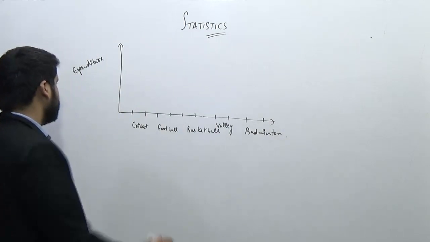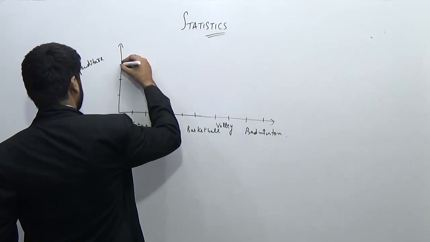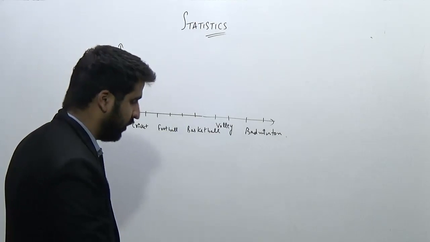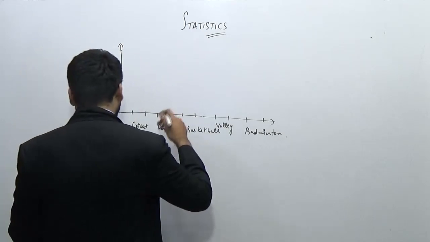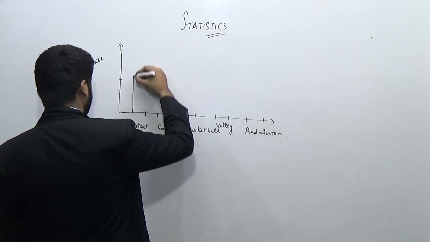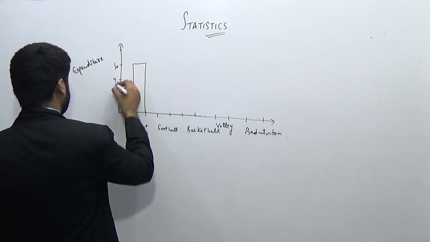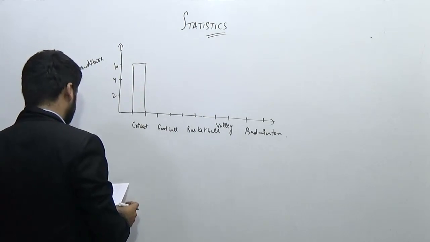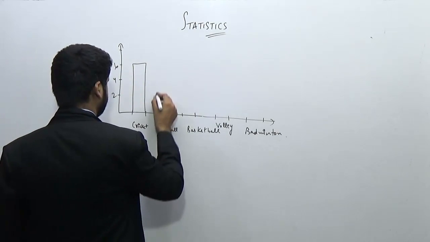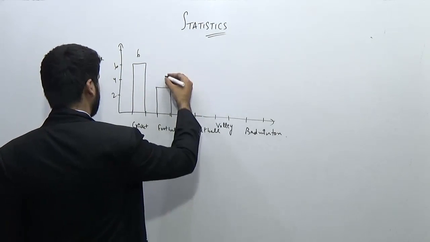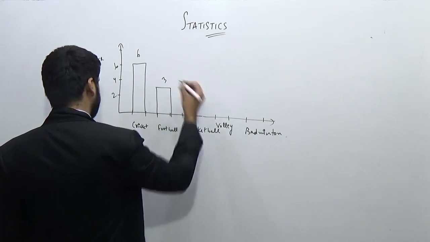So I'm going to plot the expenditure on each of these sports in graph form. Let's say the expenditure on cricket is 6. This is 6, 4 and 2. The expenditure on football, let's say, is 3. So here it is 6. The expenditure on football is 3.